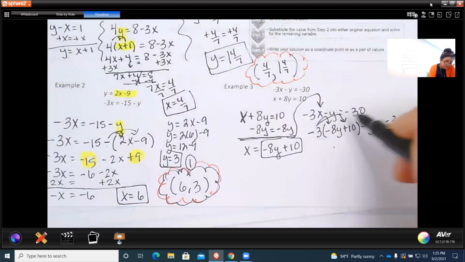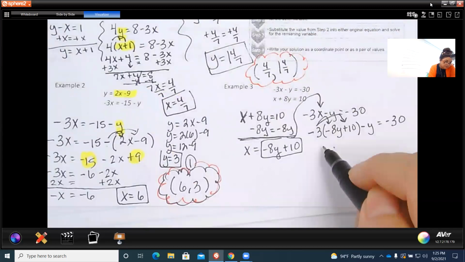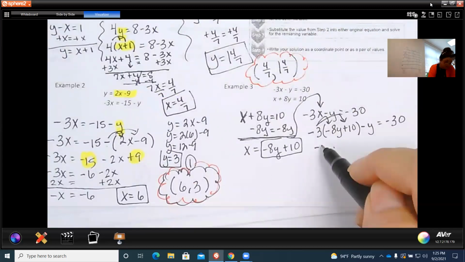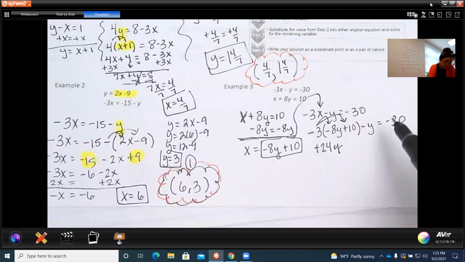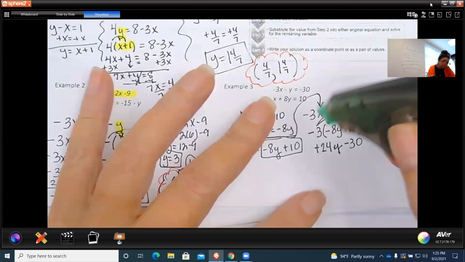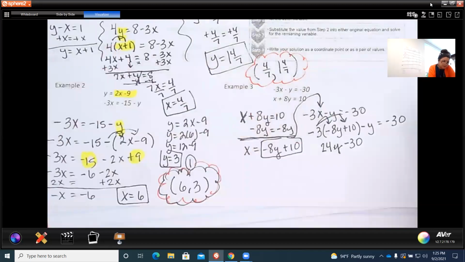What's negative 3 times negative 8y? Negative or positive? Positive 24y. What's negative 3 times positive 10? And I didn't mean to write that plus sign there. I accidentally started to write negative. And then do I distribute to this negative y? No, it's not inside parentheses. Bring down everything else. Now, if I have like terms on the same side of the equation, I need to combine those, okay? And I'm not changing the sign if they're on the same side of the equation.